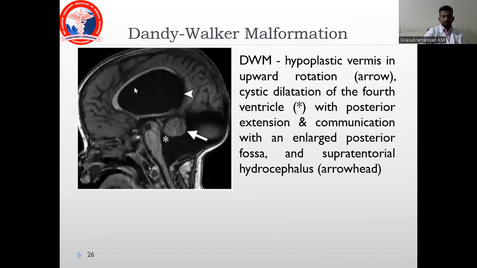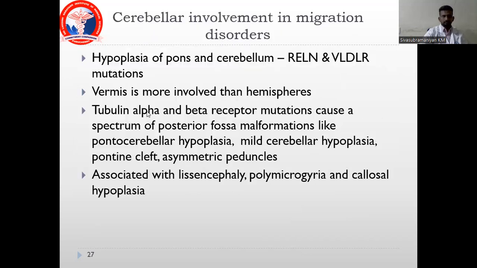So this is a sagittal image showing a Dandy-Walker malformation. There is a large cyst in the posterior fossa, vermian hypoplasia with obstructive hydrocephalus. Increase in the intracranial pressure with dilatation of the lateral ventricle.